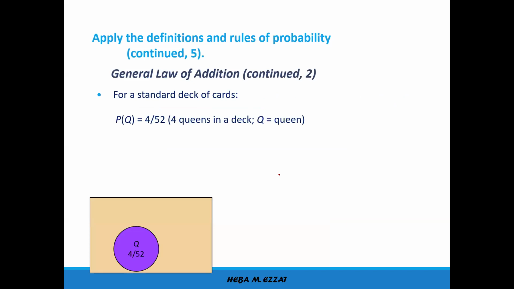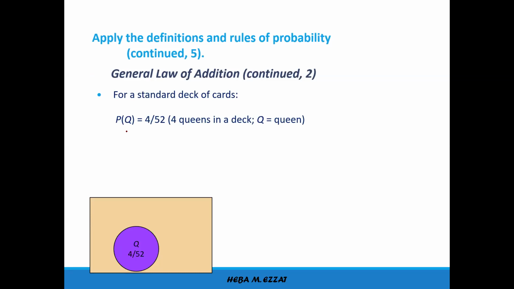Here is an example for this. If we have a deck of cards, it usually contains 52 cards. So this is an example of calculating the union of 2 events.